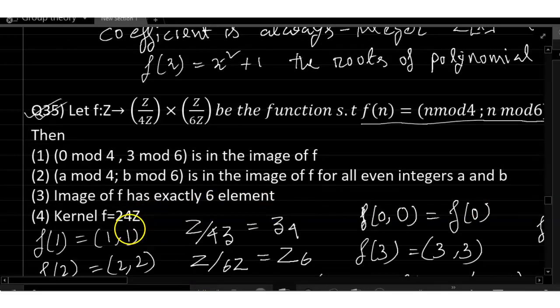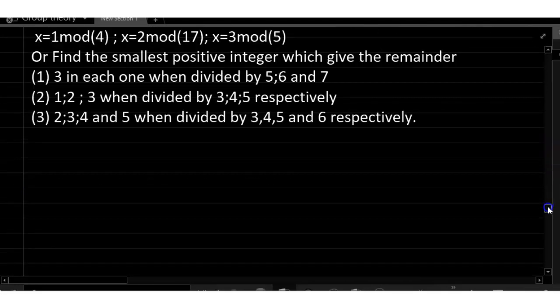So the CSIR NET option, F of 4Z, this is wrong, and image of F has exactly 6 elements. This is also wrong. A mod 4 and B mod 6 is an image. This is correct, and I hope you can understand.